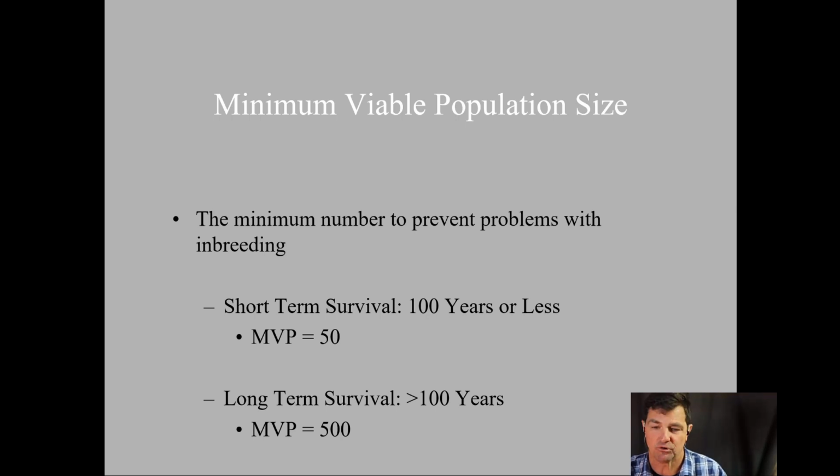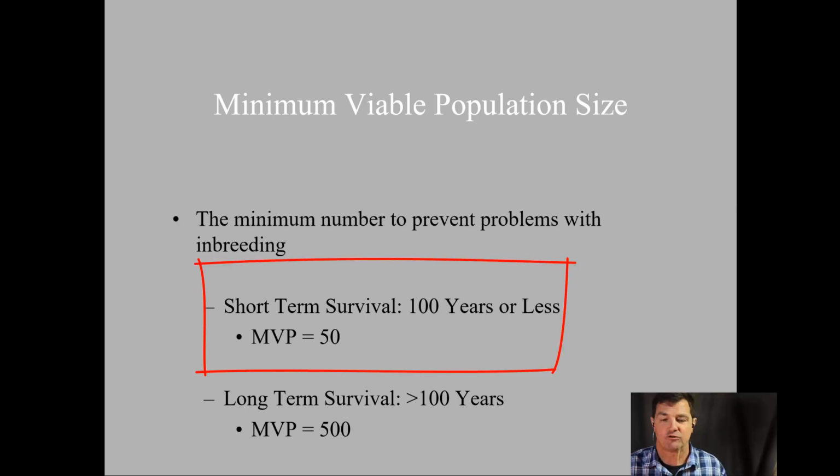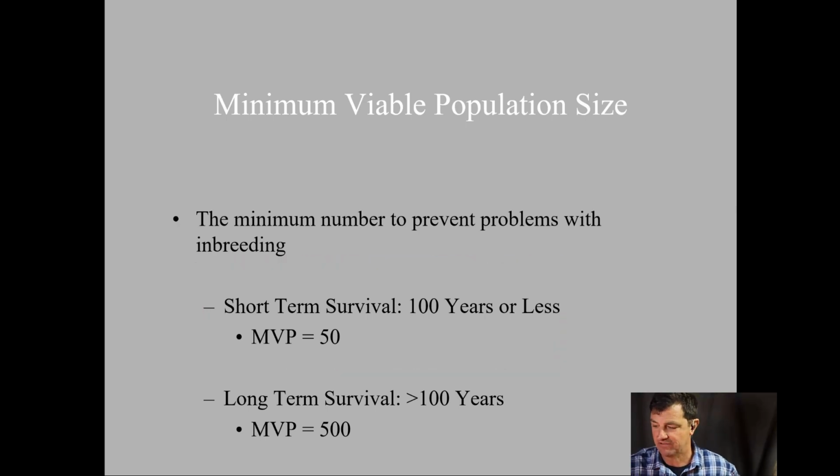The next important thing is then how big does a population need to be? Well, it depends on if you're talking about short-term survival, which is usually 100 years or less, or you're talking about long-term population survival, so greater than 100 years. And those numbers come from mammal populations. So what I want you to remember is that the minimum viable population, what we call the MVP, for a short-term population, in order to survive for 100 years or less, you need about 50 individuals.